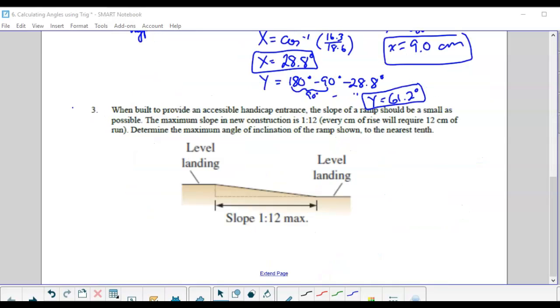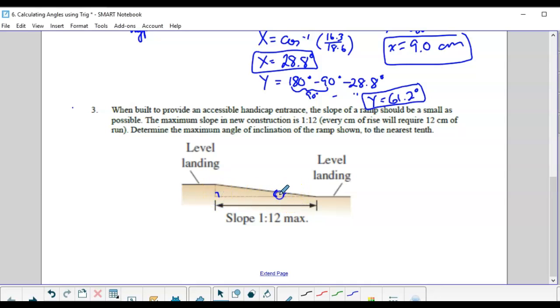Okay, so here's another application. When built to provide an accessible handicapped entrance, the slope of a ramp should be as small as possible. The maximum slope in new construction is 1 to 12. So that means every 1 centimeter of rise will require 12 centimeters of run. Determine the maximum angle of inclination of the ramp shown to the nearest tenth. Basically you can see that there's a triangle drawn there. There's the 90 degrees, and we want to find this angle here.